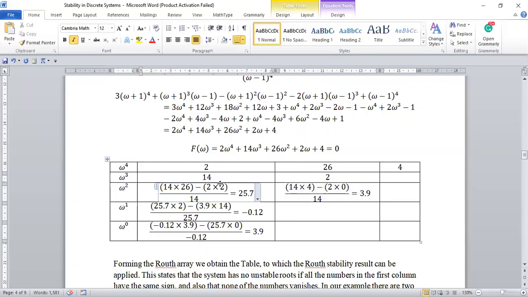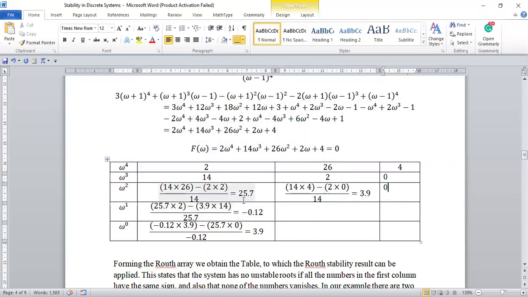Then in order to get the second value here, we multiply this by this, then we multiply this by this, then we subtract the product of this. So here is supposed to be 0. So there should be 0 here. So we subtract the product of 0 and 2. Then we divide by 14. And we arrive at 3.9. So here is 0. Here we give you 0, because 14 times 0 is 0, and also 2 times 0 is 0. So you get 0 here.